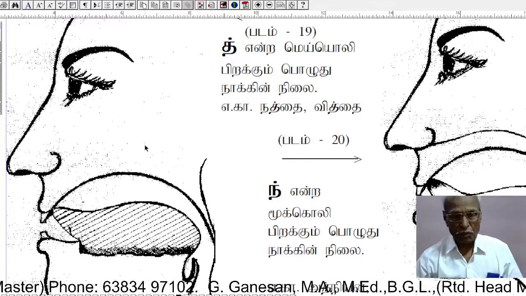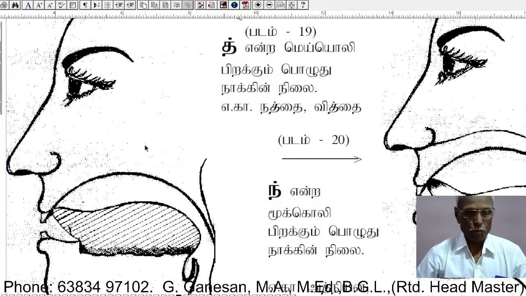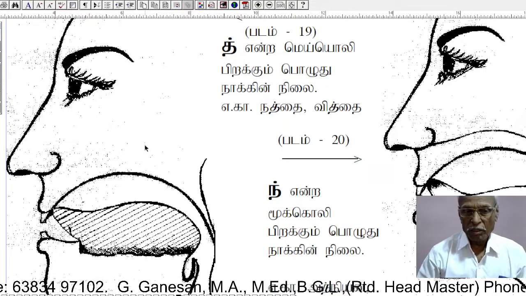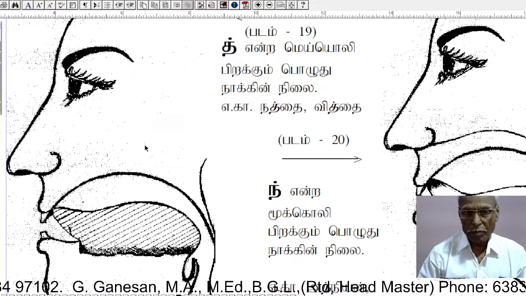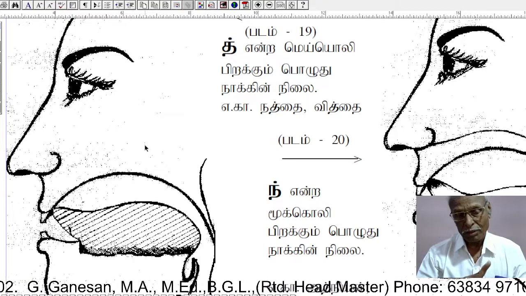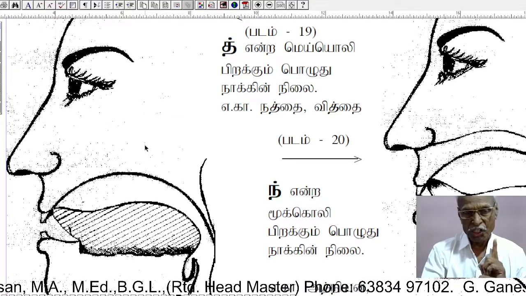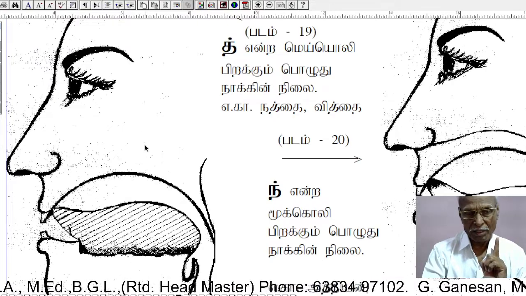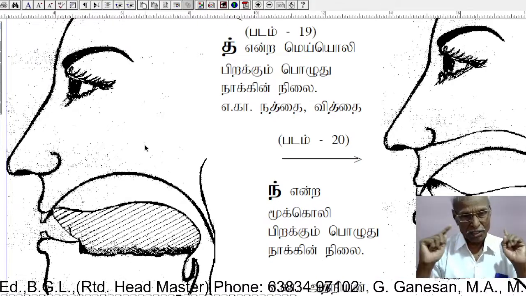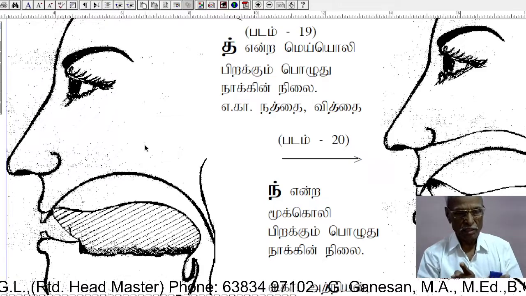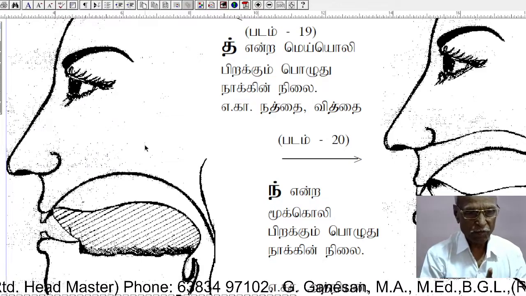Let us see the production of this sound again. It is produced by raising the tip of the tongue towards the upper teeth ridge, making a tight contact with it, and sending out the air through the sides of the tongue.